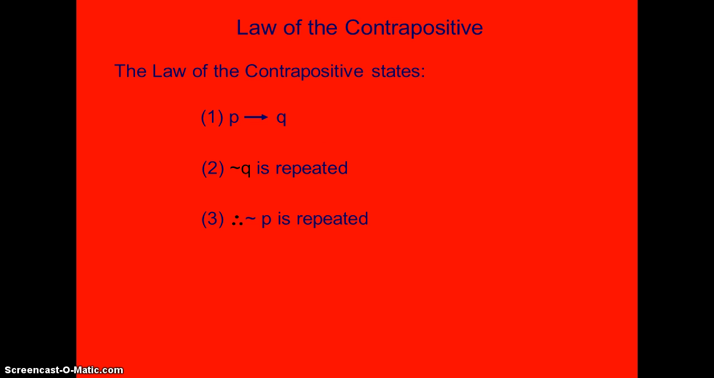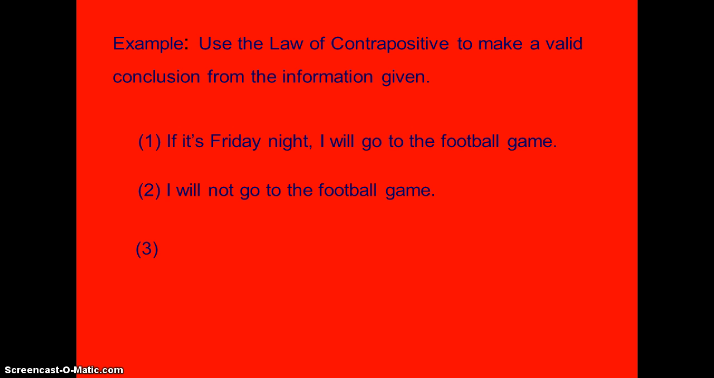The law of the contrapositive. The law of the contrapositive states 1. If P, then Q. 2. Not Q is repeated. 3. Therefore, not P is repeated. Let's look at an example. Use the law of contrapositive to make a valid conclusion from the information given. If it's Friday night, I will go to the football game. P, Q. I will not go to the football game. Not Q. So if I didn't go to the football game, we can conclude not P, or it is not Friday night.